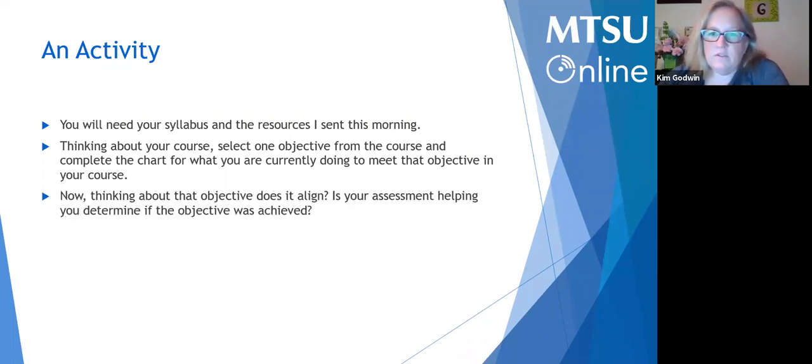Okay, so now that you've done a little bit of that, does it align? When you're looking at it, does the activity and assessment that you do currently in your class help you meet that objective? Is there a direct alignment? Is what you're doing measuring what that outcome is?